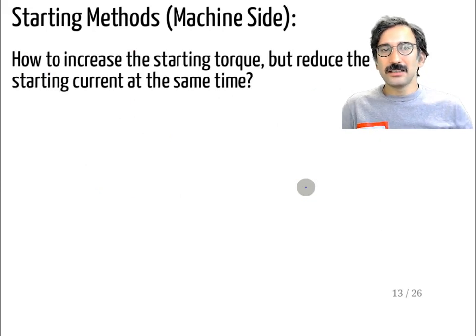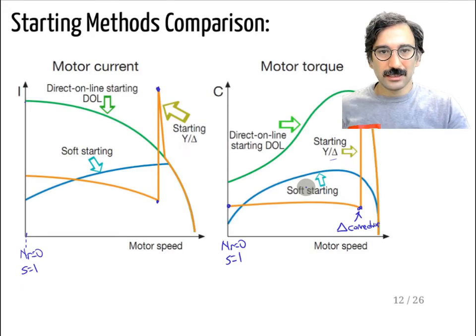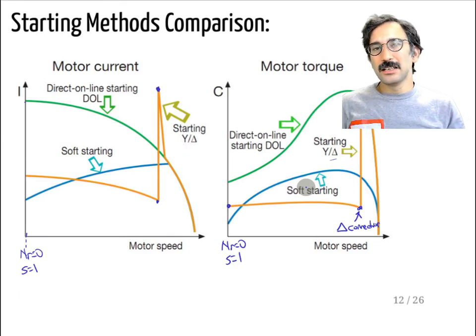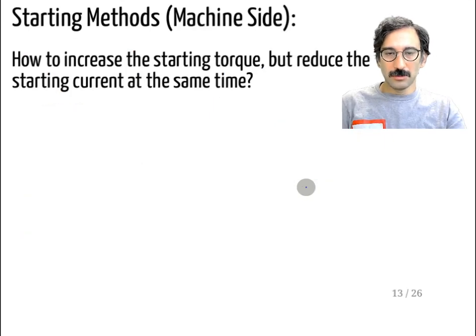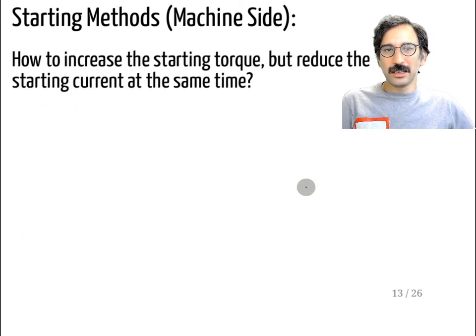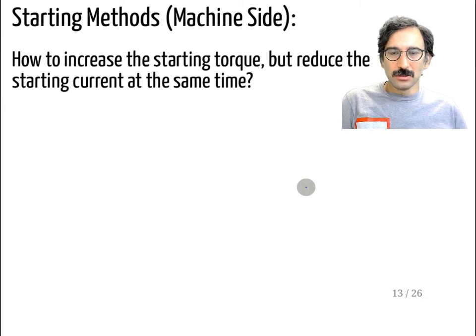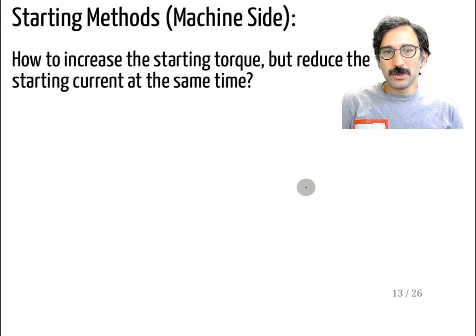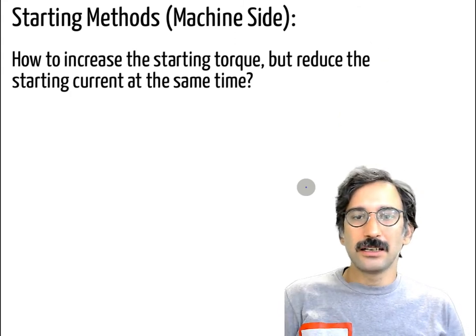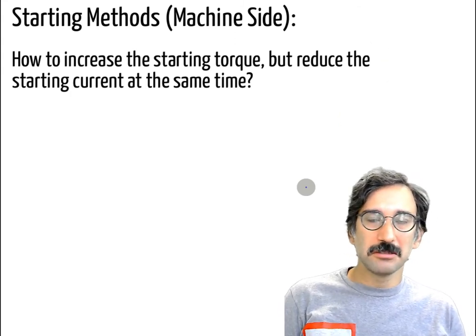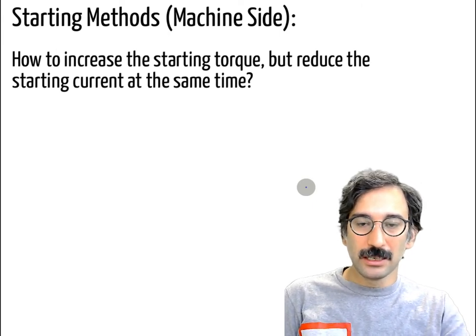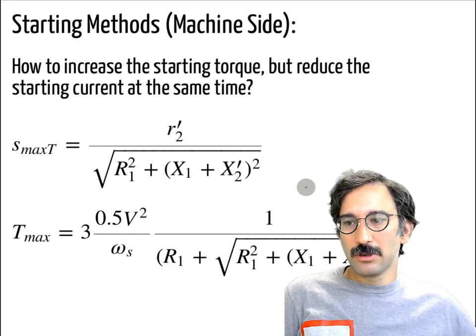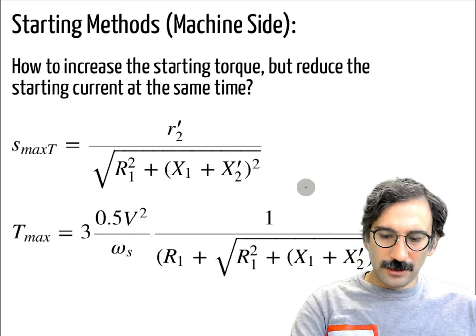And there are other techniques that we can do. I mean, these are the starting methods that we can apply on the source side. Okay, we are not modifying the motor, but actually we can modify the motor itself. So our purpose is to increase the starting torque, but we want to reduce the current at the same time. You can say it's feasible or not, or maybe let's have a look at those equations just as a reminder.